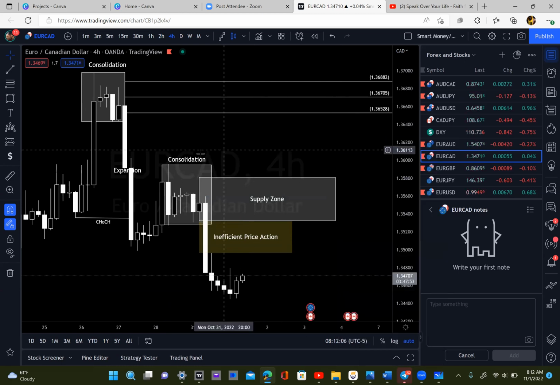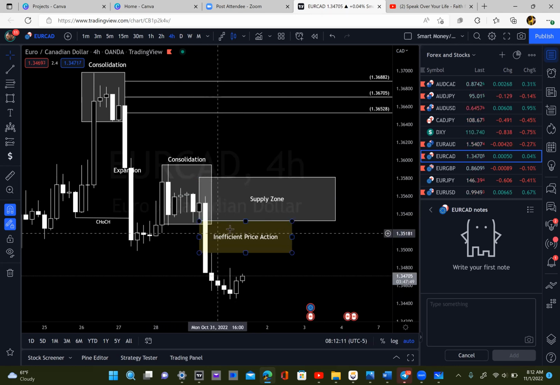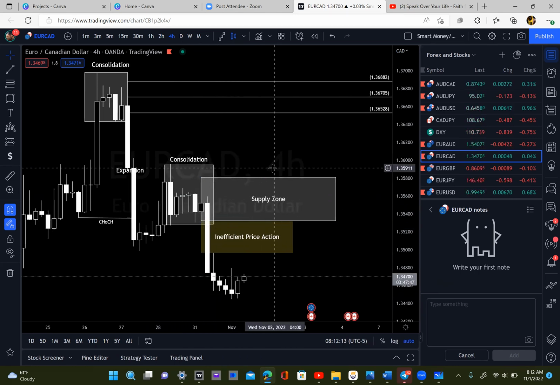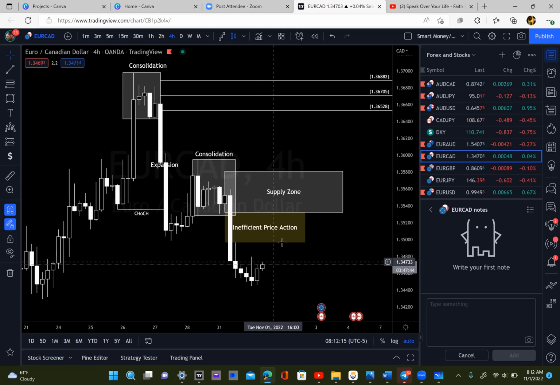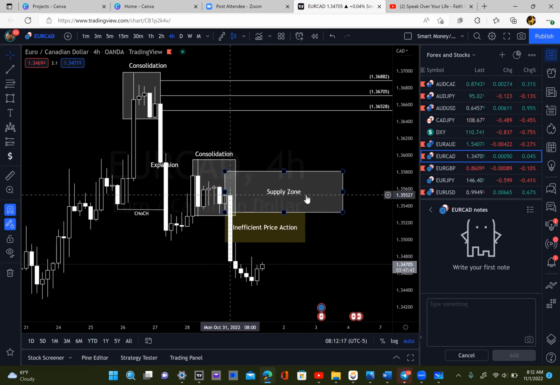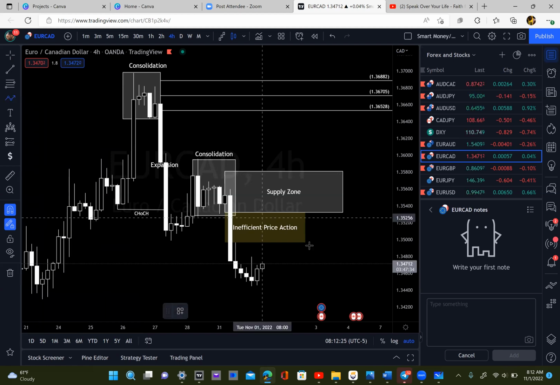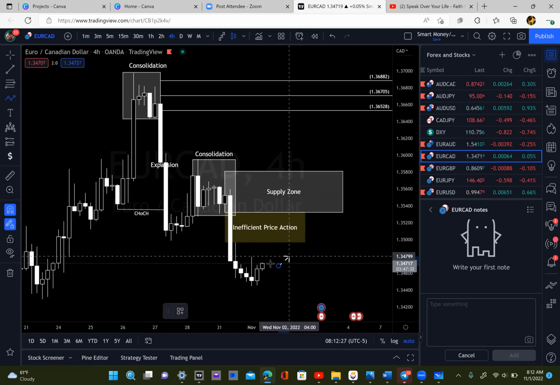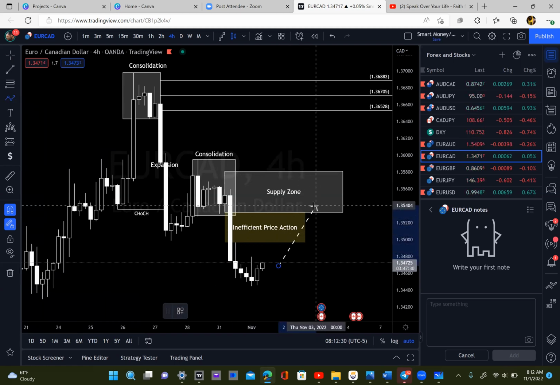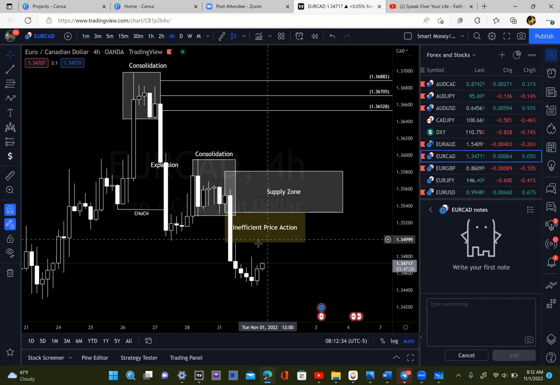Okay. So we have one, consolidation. All right. We have expansion with inefficient price action and a supply zone. So now with this one, we wait for a retracement back into supply. So we're waiting on this to come back in here. Now it's probably going to play around a bit.